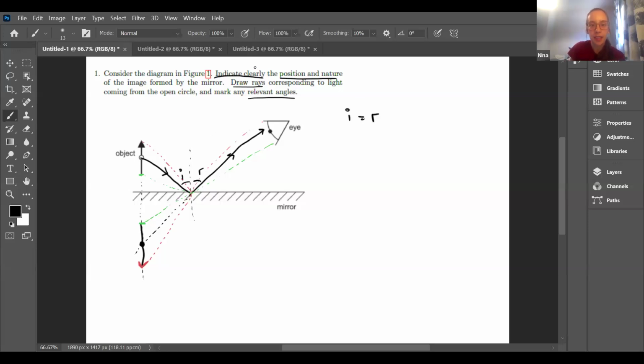So again, it says indicate clearly the position and nature of the image. So whenever they ask about the nature of the image, you have a couple of things you have to say. First of all, it's inverted. So an image can either be inverted or non-inverted, depending on your setup. In this case, it is inverted. Then whether it's a virtual or a real image. In this case, it is virtual.